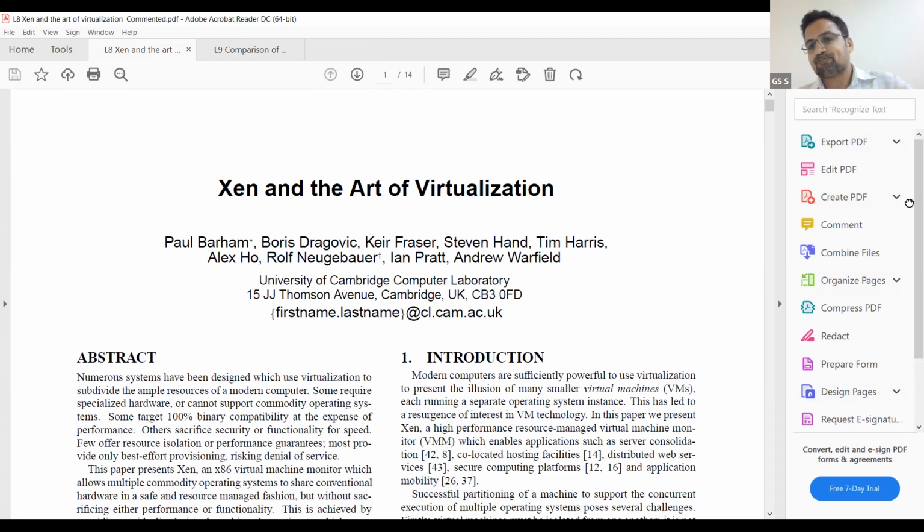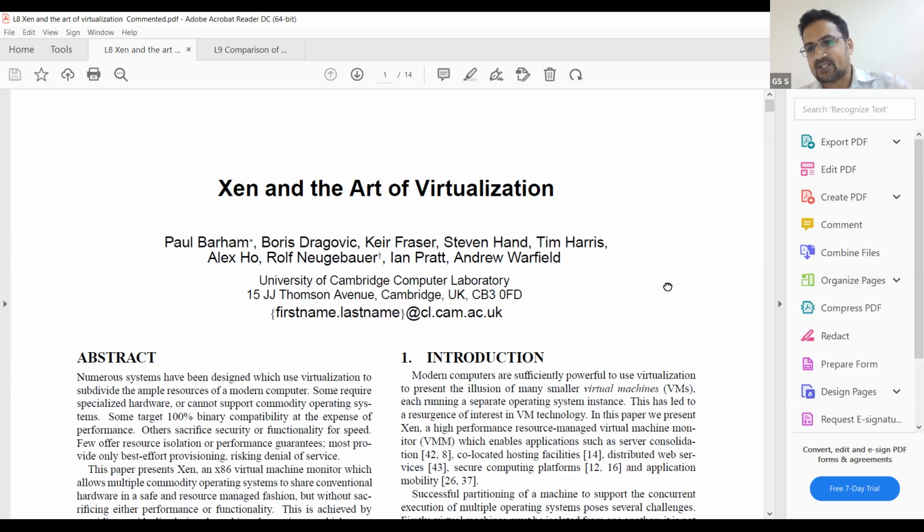Let me reiterate. Xen is a hypervisor, a virtual machine monitor, but most importantly, Xen is an operating system. It is an operating system which can manage virtual machines. Most of the operating systems out there manage processes.